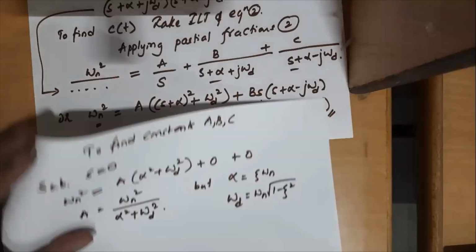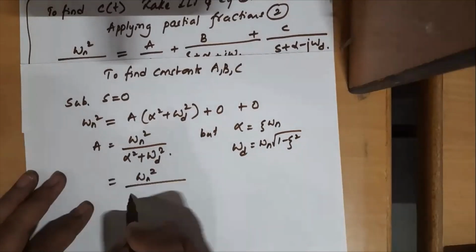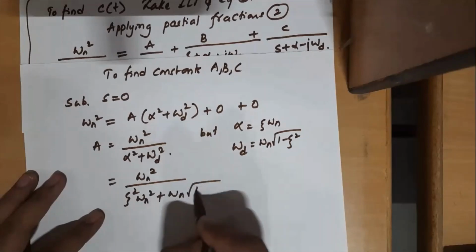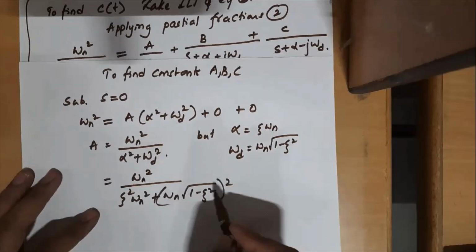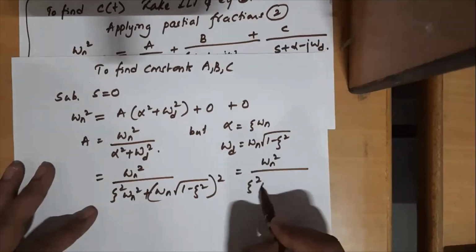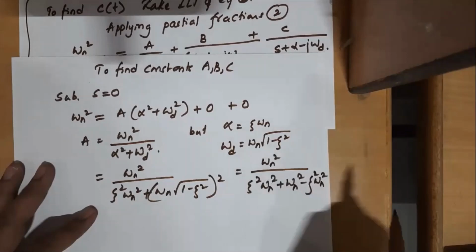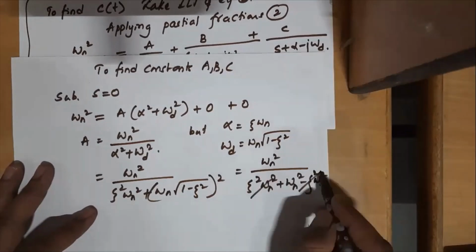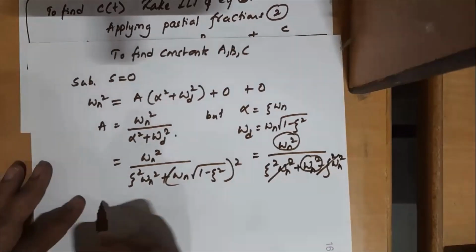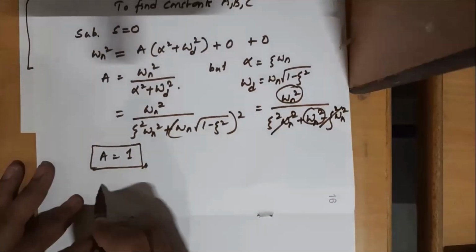So what do we get after substitution? It is omega n square divided by alpha square, which is zeta square omega n square, plus omega d square, which is omega n square root of 1 minus zeta square whole square. Or omega n square divided by zeta square omega n square plus omega n square minus zeta square omega n square. It's very simple. So zeta square omega n square will cancel, and omega n square divided by omega n square is equal to 1. So the first step: a is equal to 1.